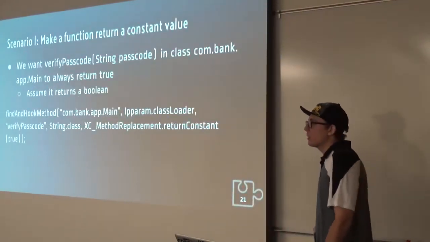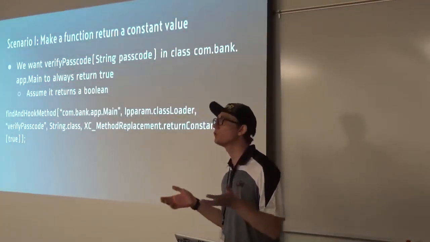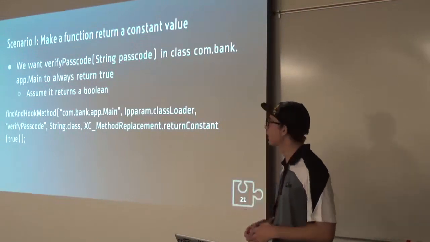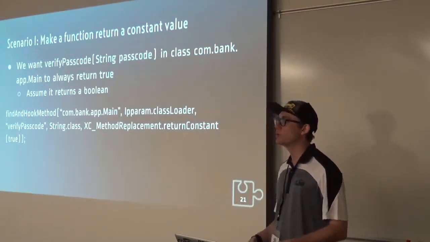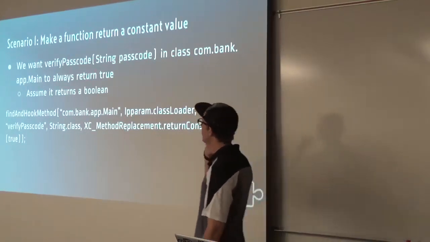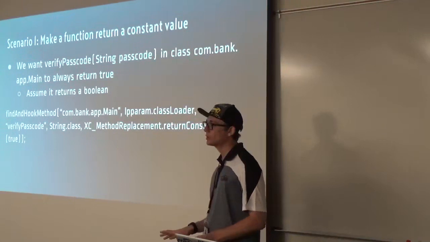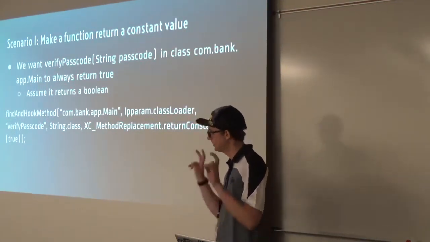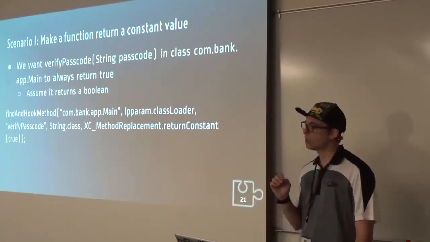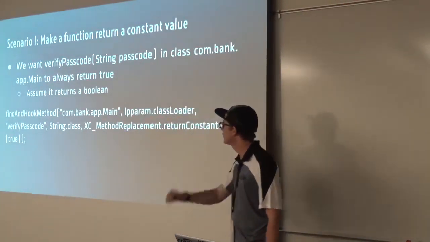So our first scenario is really, we want to make that function just return a constant value. And this is useful for, hey, maybe you're verifying a passcode, and this app won't let you in unless you verify the passcode successfully. All right, so we want that just to return true. We don't care what it does. We just know that it verifies the passcode, and we have the correct passcode, of course. So this is going to be in com.bank.app.main, and it's always going to return true.